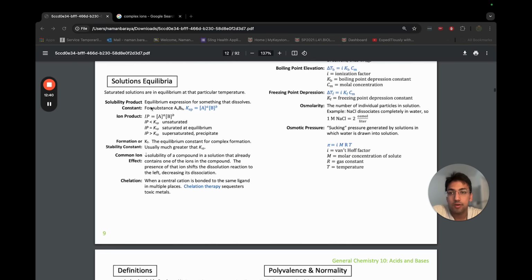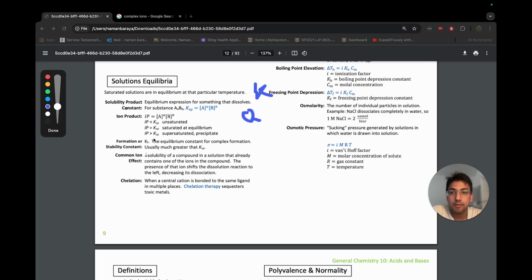Okay, now we have solution equilibria. This is the solubility product constant, KSP. KSP is basically the same concept as KEQ. It tells us what the equilibrium constant is for this dissolution equation. And you're going to have an ion product. Ion product is basically the same thing as Q, and KSP is the same thing as K.